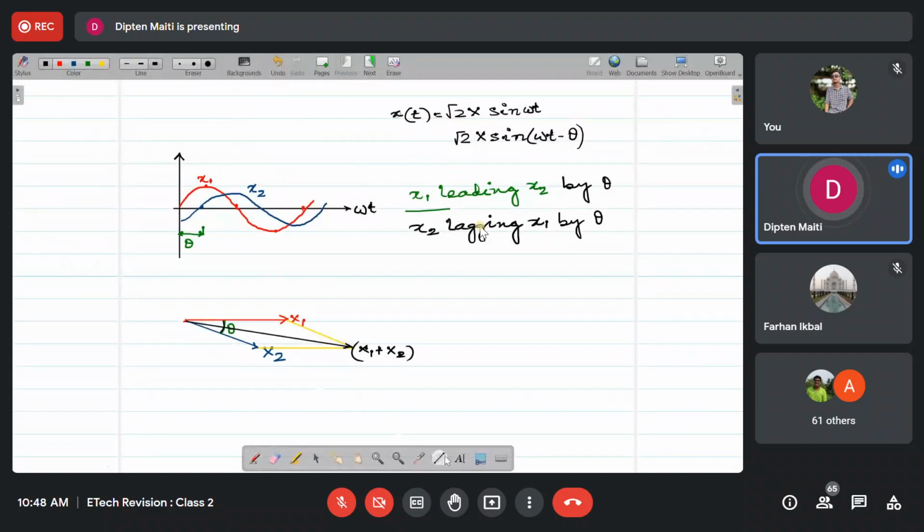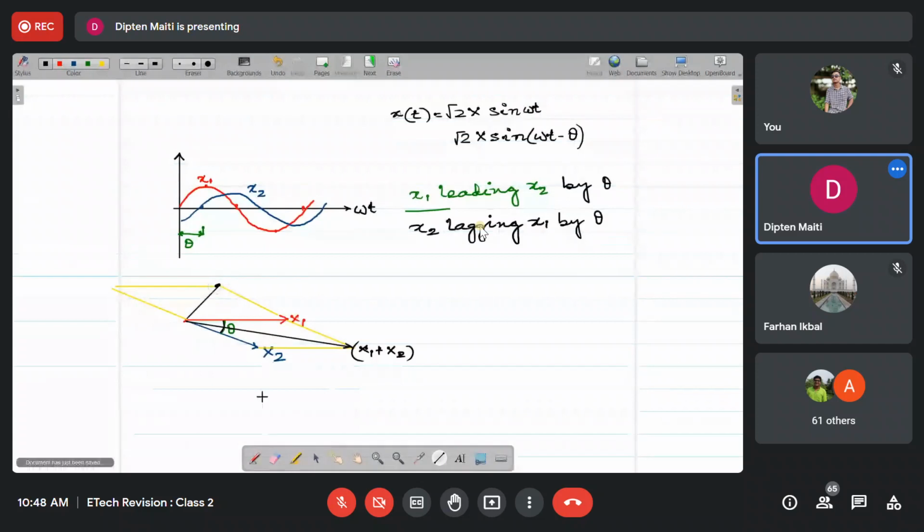Now, moving back, if you want to do x1 minus x2, you first have to draw the negative of x2, somewhere here. Then you do the vector addition, phasor addition, this way. So x1 minus x2 would be somewhere here.